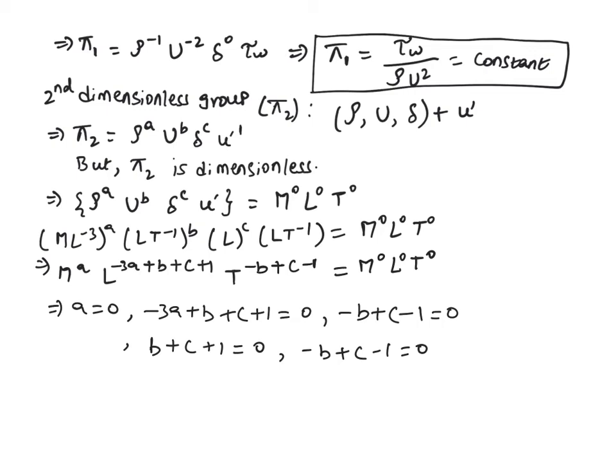If we take these two equations and try to solve them, let me make a quick confirmation that M to the power of a, L to the power of minus 3a plus b plus c plus 1, and T to the power of minus b.